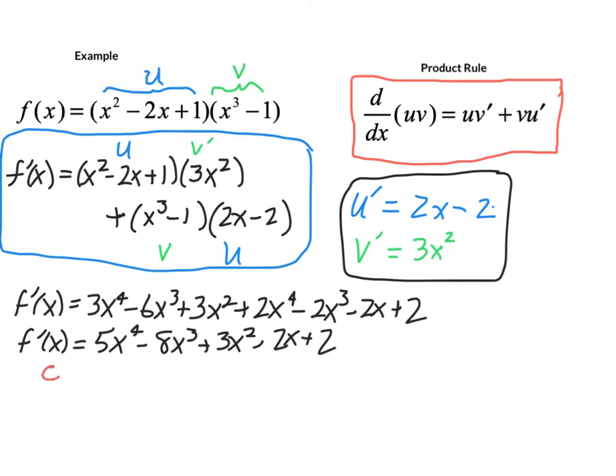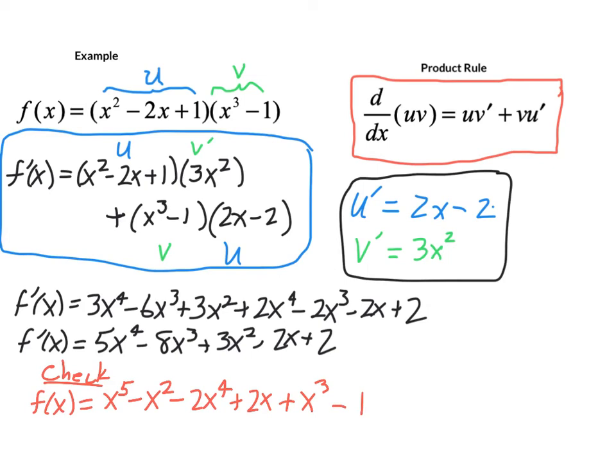And if you want to check your answer here, we can do it in this particular case because we are dealing with a case where we could do an algebra-first approach. So let's go ahead and do the distribution of the trinomial through the binomial. That would give me x to the fifth minus x squared minus 2x to the fourth plus 2x plus x to the third minus 1. And then combine my like terms before I do the derivatives. This is still f of x here. So we have x to the fifth minus 2x to the fourth plus x to the third minus x squared plus 2x minus 1.